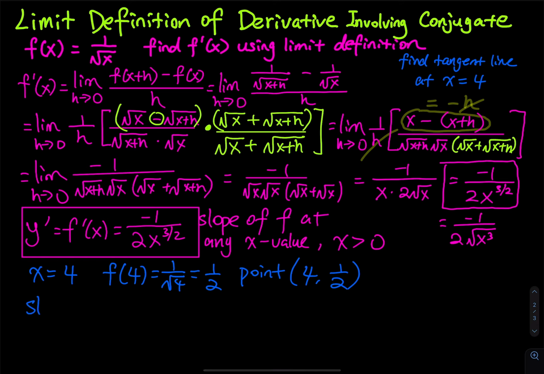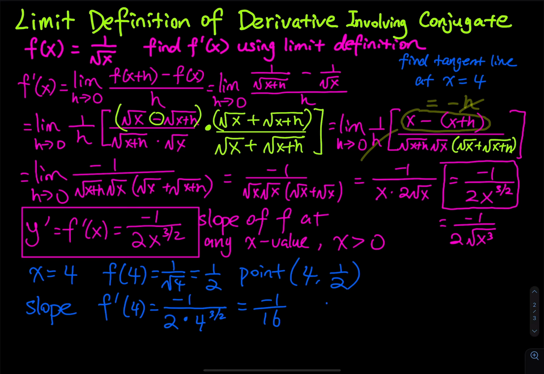And then for the slope, you are asking f prime of x to do the slope for you. So that is negative 1 over 2 times 4 raised to the 3 over 2. So you can take the square root first. The square root of 4 is 2, and then 2 to the third power is 8. 8 times 2 is 16. You have negative 1 divided by 16. That is the slope. So now you have a point, you have a slope.